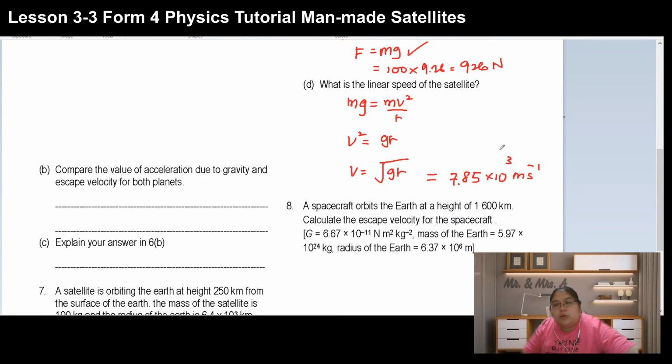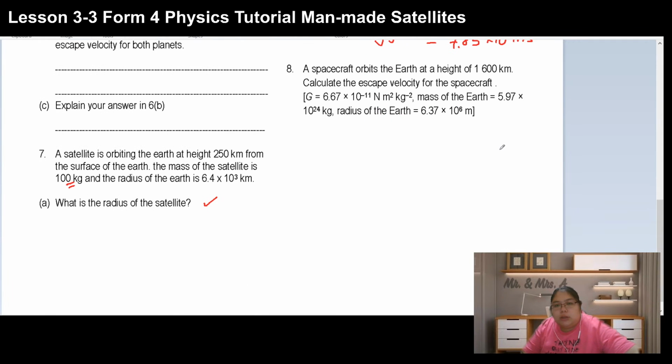Okay, now we go on to the following. A spacecraft means they want to find the escape velocity. For escape velocity we just use v equals the square root of 2GM over r. From here they give you everything ready, so we just apply it. G, the mass of the Earth, then the radius. You need to do r first because they give a height of 1600 kilometer. Then you need to add it.